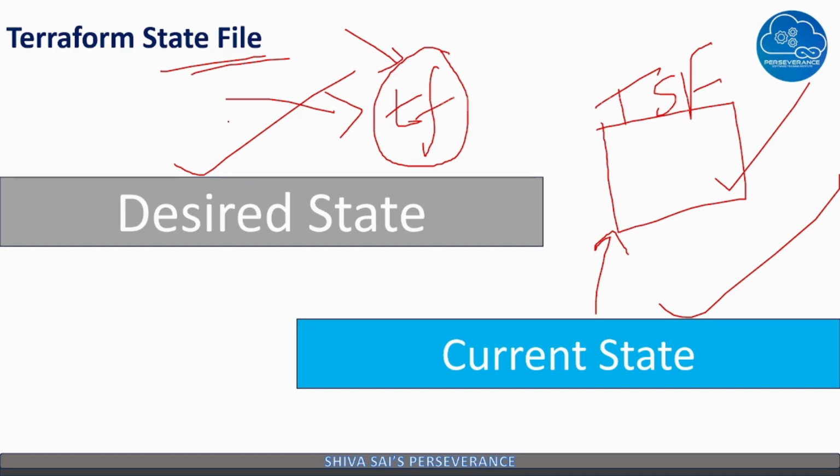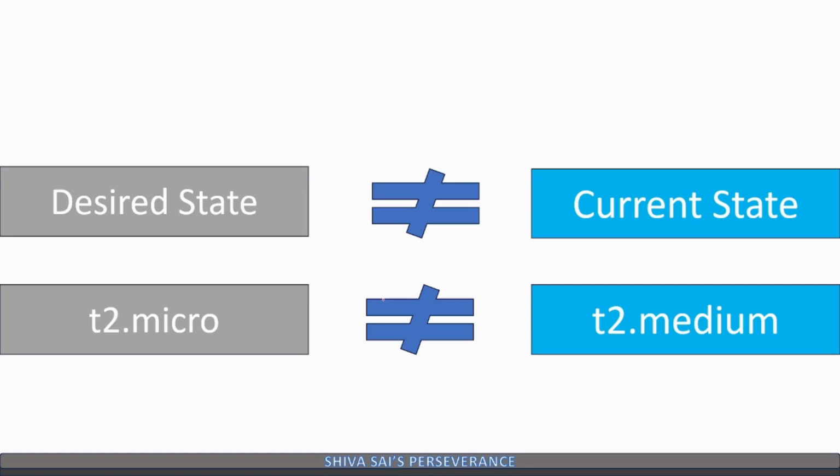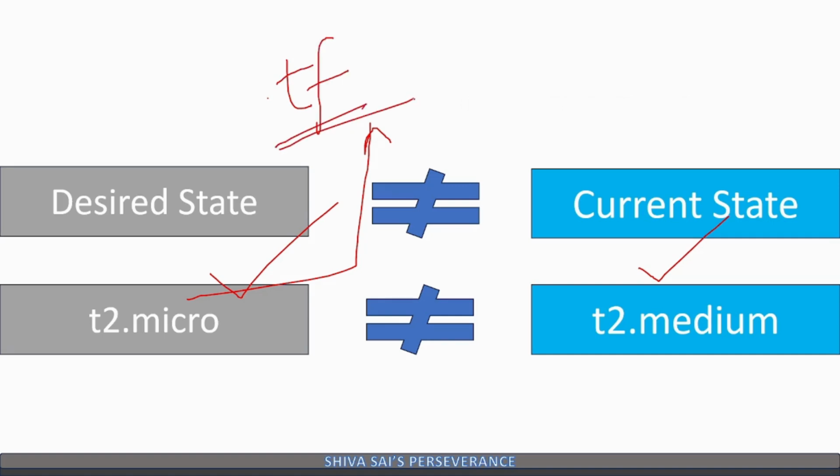So Terraform will check whether the desired state is equal to the current state. If it is not equal, for example, the current state is T2 medium but the desired is T2 micro, where it will find the desired as told in the .tf files where we have the configurations updated. So according to that it will check. If it is not equal, then it will take corresponding actions. If it is equal, it will not perform any actions.